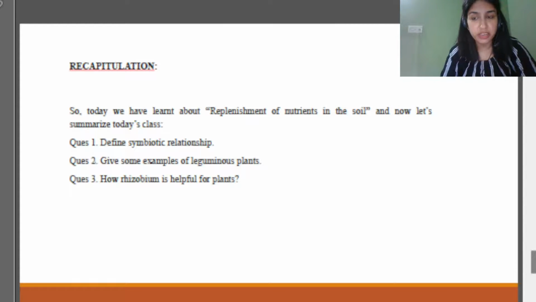Define symbiotic relationship. Yes, very good students. When both the parties in the relationship are getting benefits from each other, then we call that relationship a symbiotic relationship. You are correct about it.